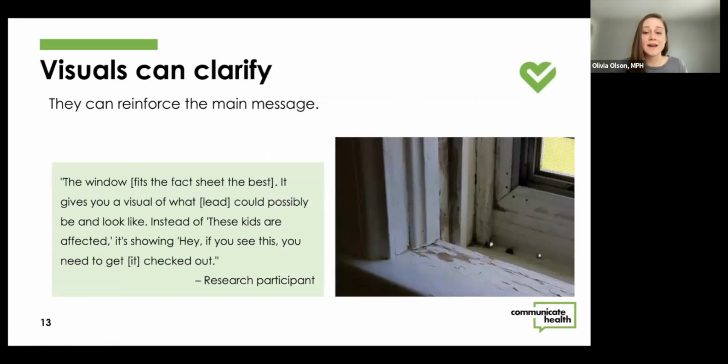Findings from multiple studies indicate that it's also important for images to clearly connect to the main message of a material to help with understanding. For example, in one study where the material's main message was preventing lead poisoning in children, some study participants said that they preferred an image that illustrated the main message by providing an example of what a lead poisoning hazard looked like on a window frame. And we have this quote from one research participant here that really emphasized that point.